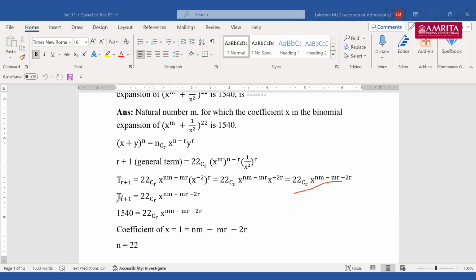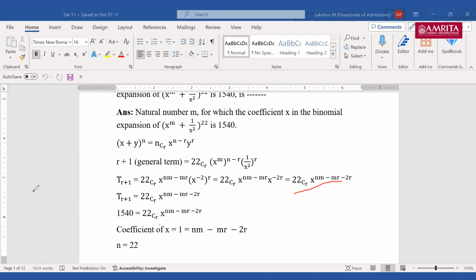Now, the term is given, which is 1540, right? So if you're checking the coefficient, the value is 1. So we'll be able to equate this: nm minus mr minus 2r is equal to 1. And you have the value of n here. So n is 22, so this will be x raised to (22m minus mr minus 2r).